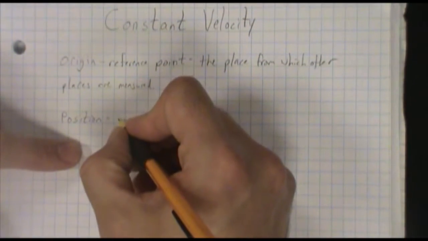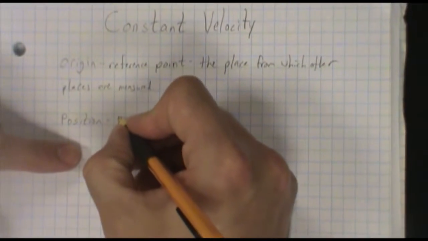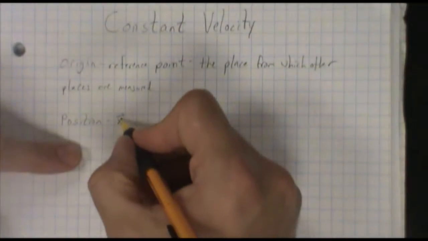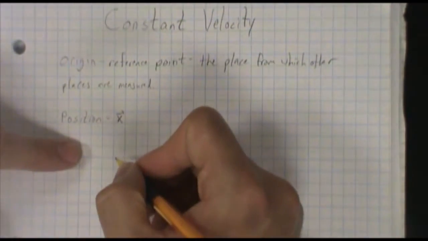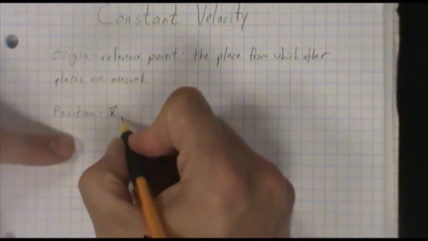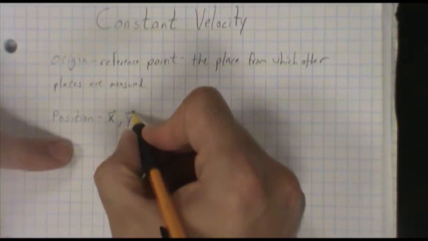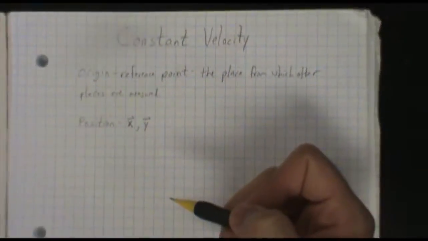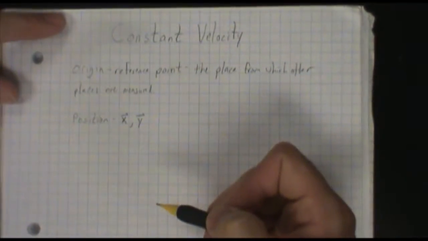Important notes. In this course, we will use that symbol, x vector. It is a vector to represent position. When we get into 2 dimensions, we will refer to it by both x and y. In 3 dimensions, we would add a z, but we're not going to get into 3 dimensions.